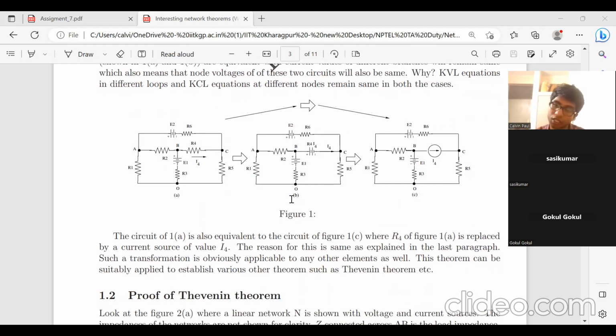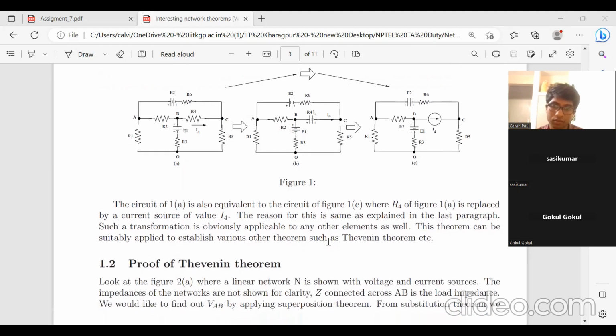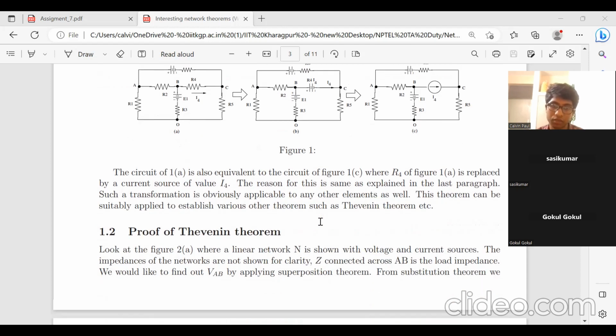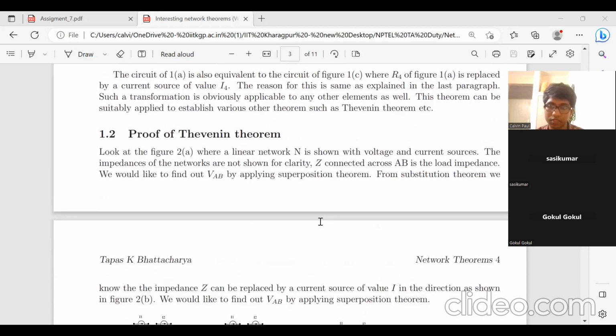Now this can be possible to other elements also. Other elements of the circuit also we can replace, and we can suitably apply this to establish various theorems such as the Thevenin's theorem. Okay, now we will consider the proof of Thevenin's theorem, which is shown over here.